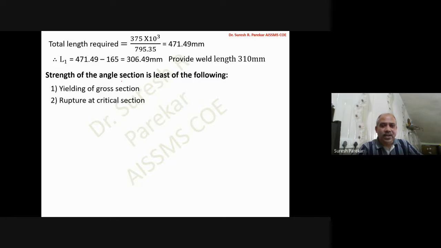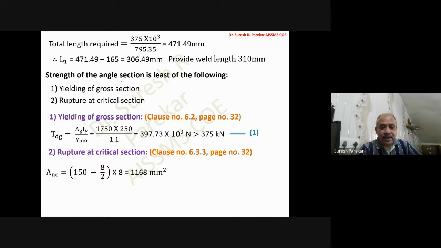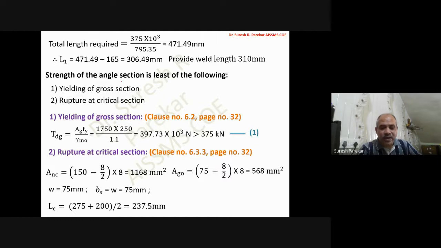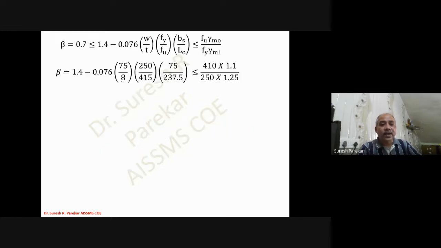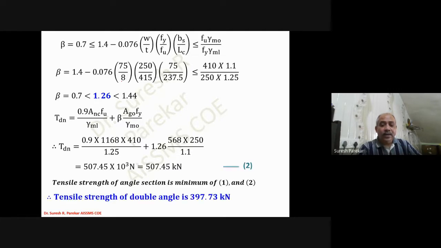Now the strength of the angle section is the least of the following. Here we are not going to consider block shear strength. So yielding we have, simple one, greater than 375. Rupture at critical section we do not have any bolt holes. Then w we have, that is equal to the outstanding leg. bs equal to the outstanding leg, actually 75 millimeter. Lc we have taken as the average of the two, and then we have calculated the value of beta. We have calculated the value of Tdn. This is going to be greater than 375 kilonewton; the minimum is 397.73 kilonewton.